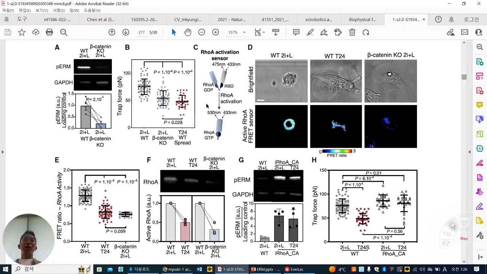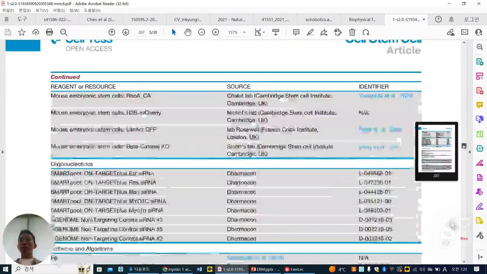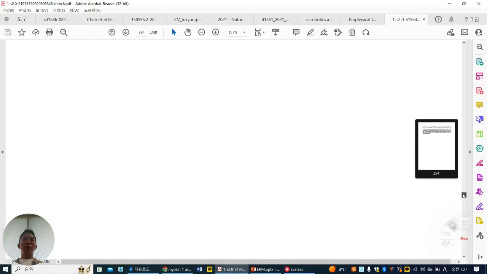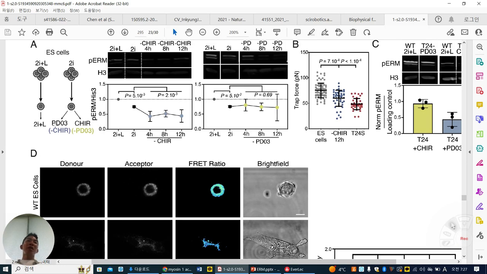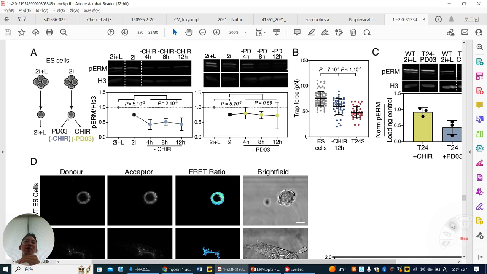The next question is, what kind of thing can induce this ES cell membrane tension decrease and early differentiation? They found beta-catenin. Okay, I'll go back to the supplementary. Here, actually, the two inhibitors are, one of them is PD03, the other one is CHIR. So, to know which inhibitor is key for inducing cell spreading and membrane tension decrease, they removed one inhibitor and the other separately.